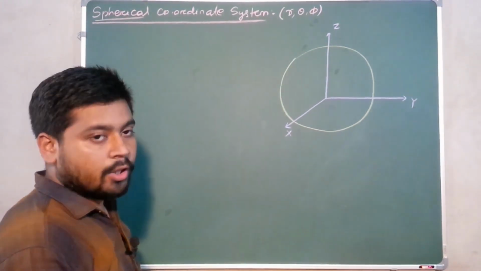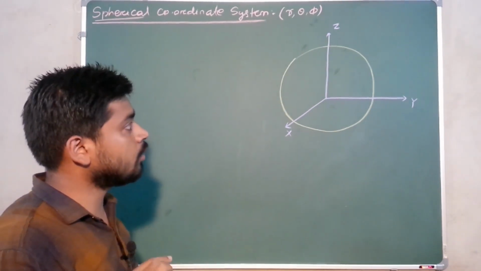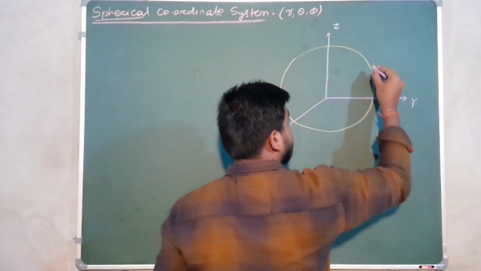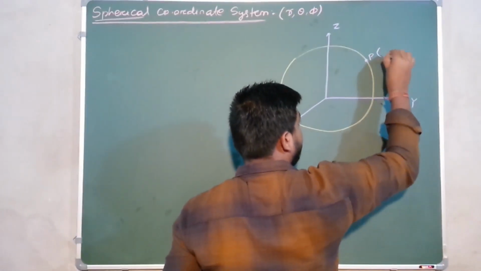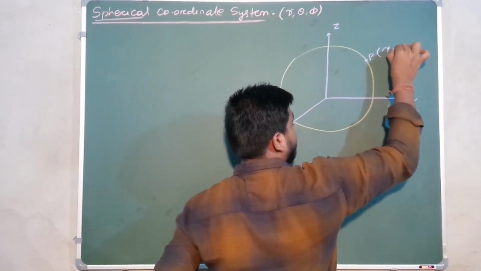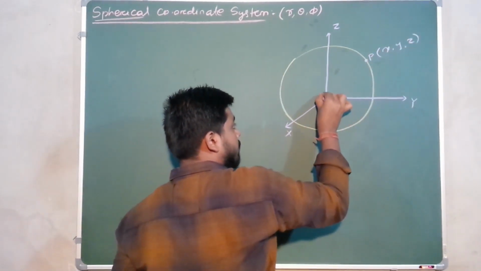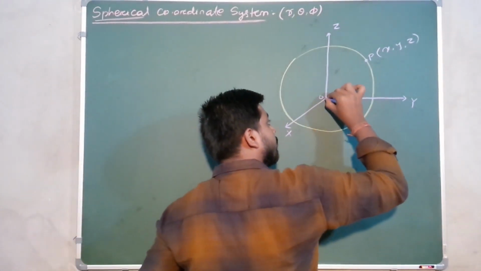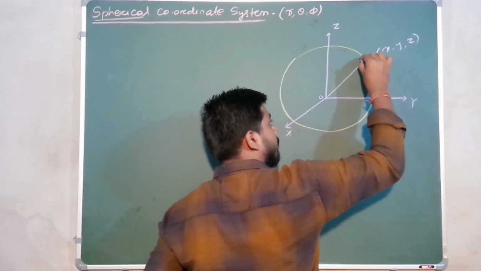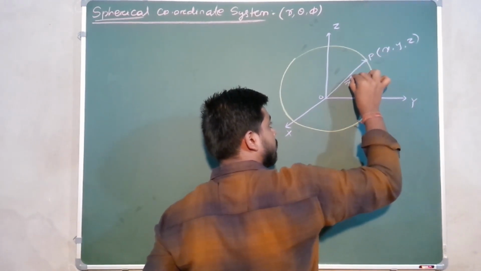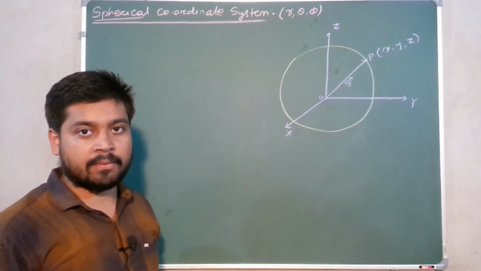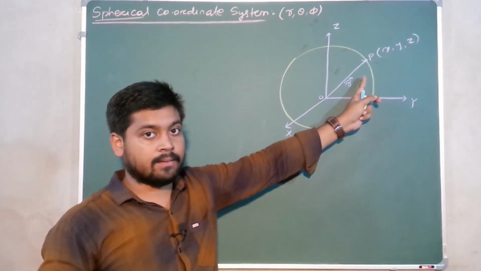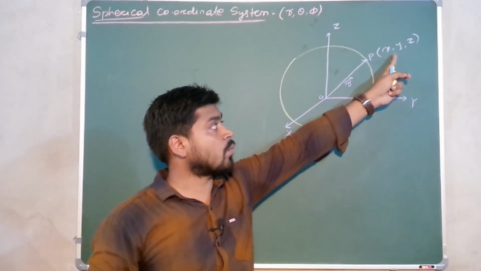Then I have to draw the position vector. For the position vector, we have to first find a point P. Let this be the point P having coordinate x, y, z. This one is the origin. OP is the position vector, r vector. This point P is not in the YZ plane. Okay, just coordinate x, y and z.